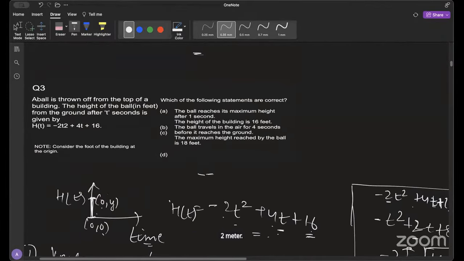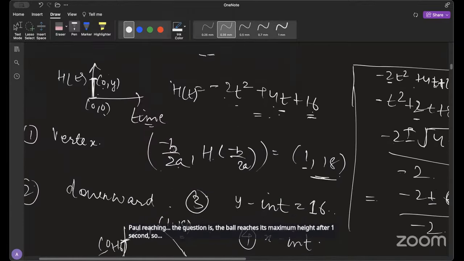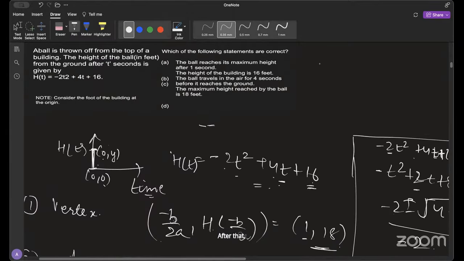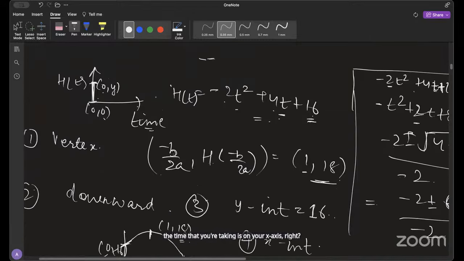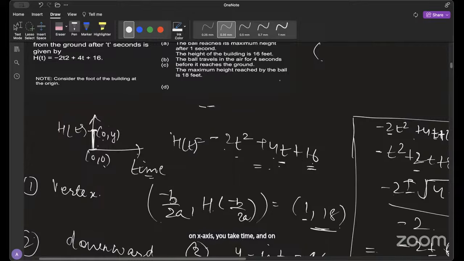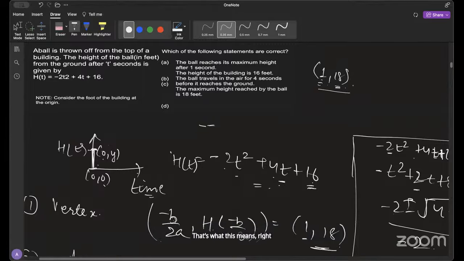How did you find the height? The question is: the ball reaches its maximum height after 1 second. The time that you're taking is on your x-axis, right? On the x-axis you take time and on the y-axis you take height. So this means 1, 18 is your vertex. That means after 1 second you reach the height of 18 units, whatever it's given, 18 feet then. That's what this means, right?